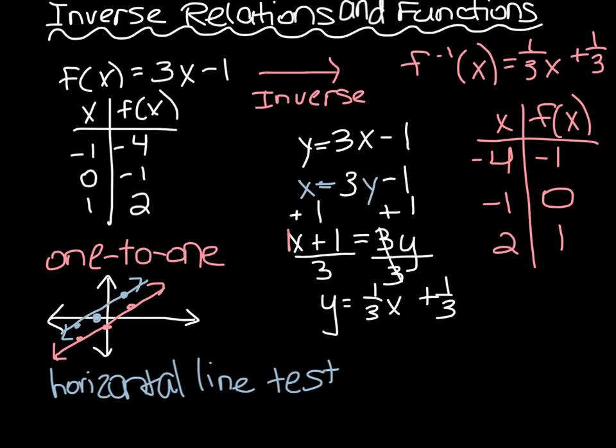Now obviously if we took the inverse and it was not a function, it might be the inverse of the original function, but it might just be a relation. But in this case, both of these pass the vertical line test. For each input, there's exactly one output. So these are both functions, and they are also both one-to-one.